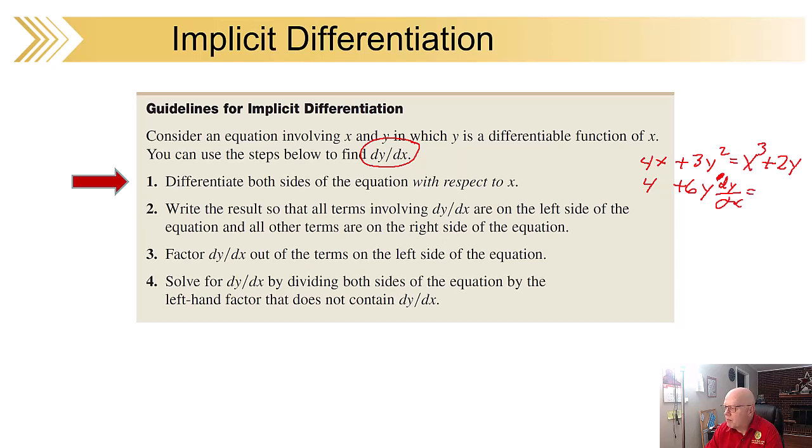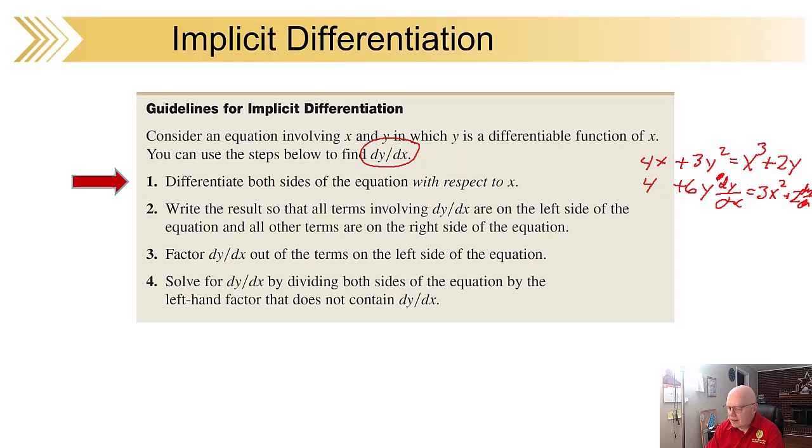Equals. Keep on going on the other side. X cubed, automatic. 3x squared plus, I'm going to have to squeeze this in here, 2y. If we were doing this on x, we just have a 2 there, but we have to take the derivative of the y according to the chain rule. So we'll have dy/dx. Squeeze that in there. Got it all?